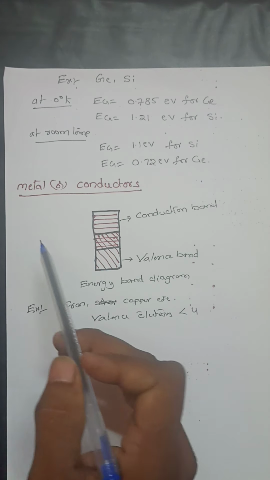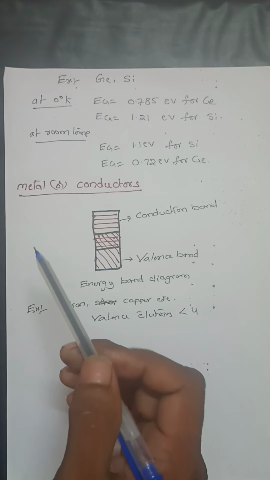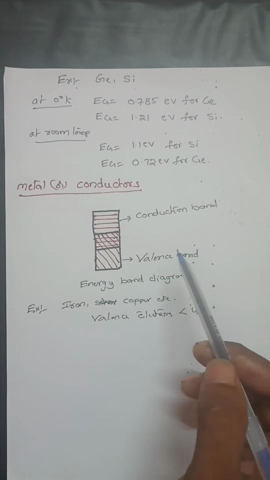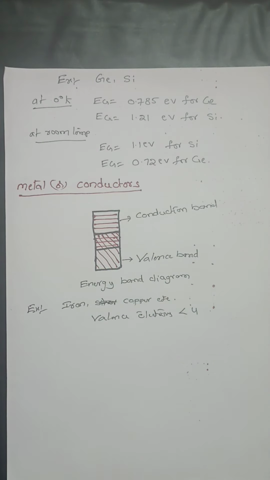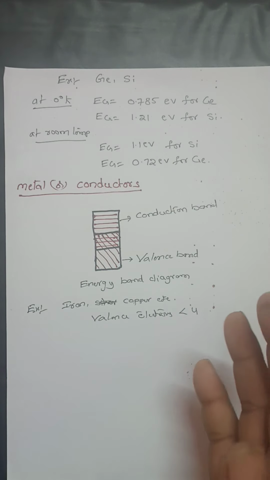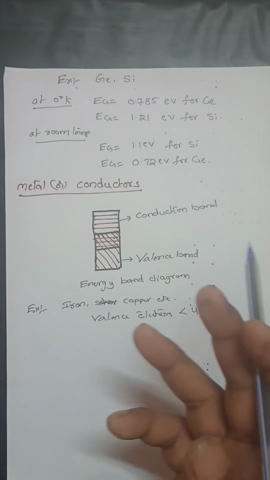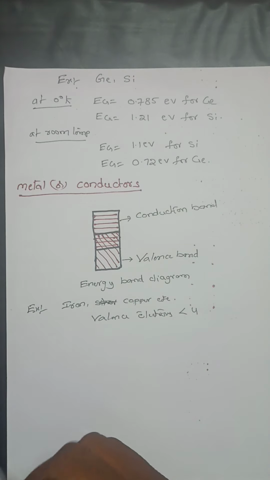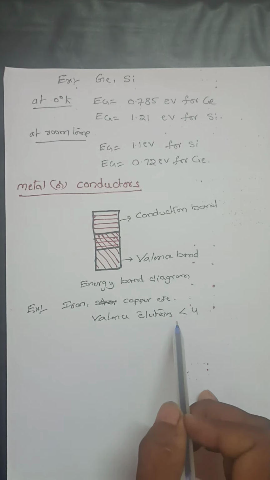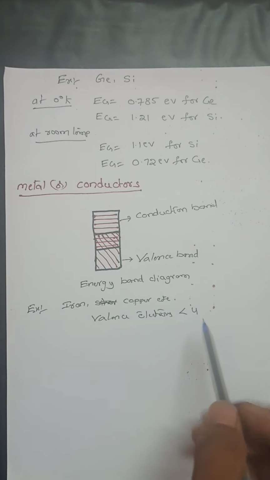And next, let's discuss conductor materials. Conductors are materials which allow free flow of electrons. Such materials are known as conductors, which have less than 4 valence electrons.